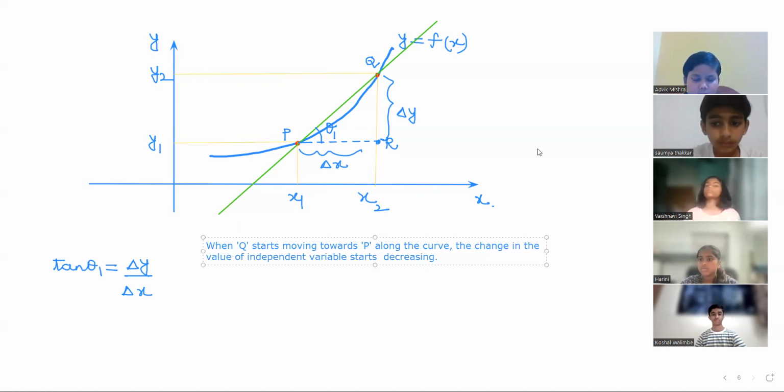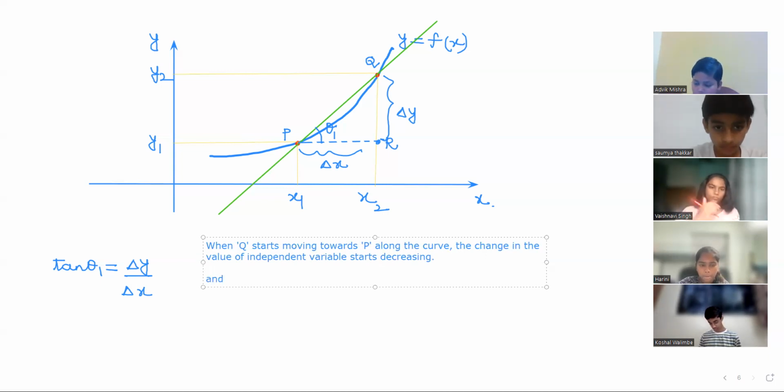The change in the value of independent variable starts decreasing. What is the change in the value of independent variable? Delta y or delta x? Delta x. So delta x will decrease or not when Q moves towards P? Yes, obviously. Yes or no? Now you understood or not? Shabash. So, when Q starts moving towards P along the curve, the change in the value of independent variable starts decreasing.